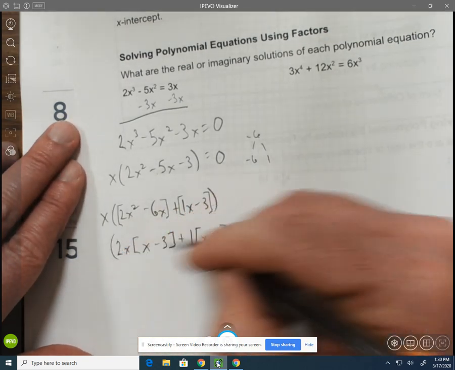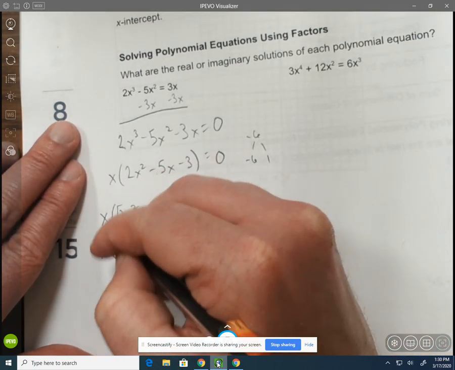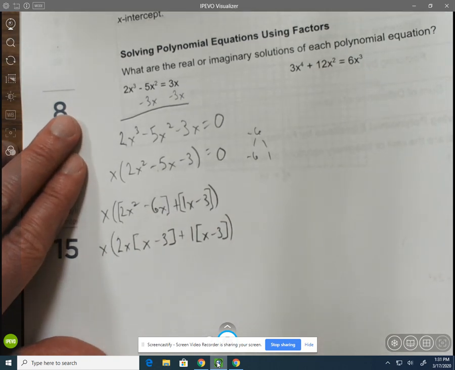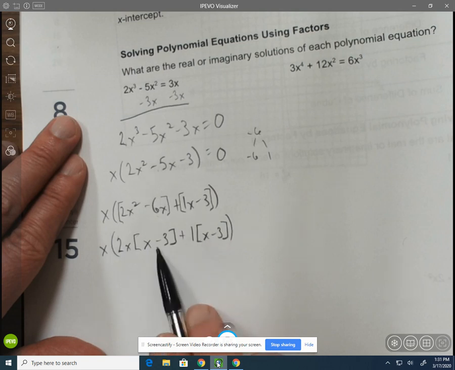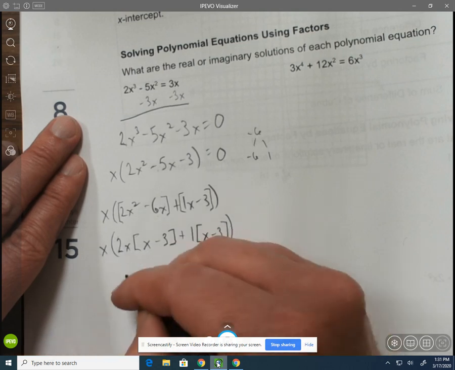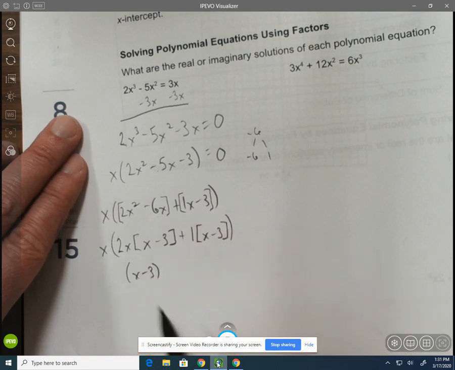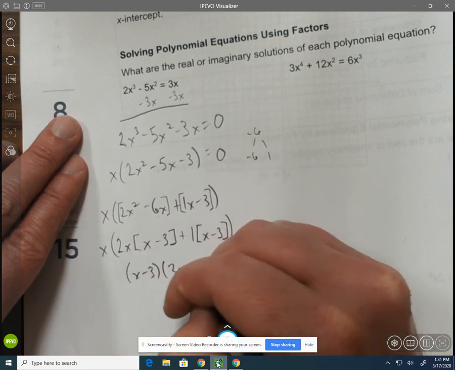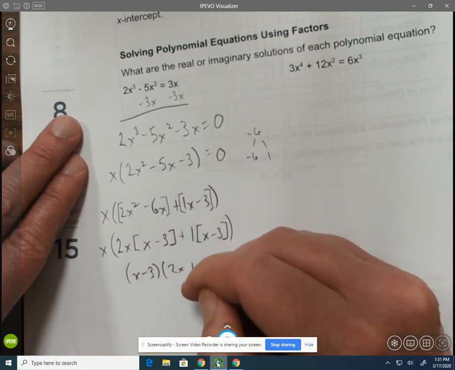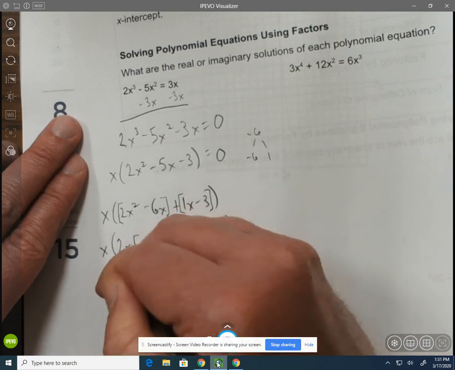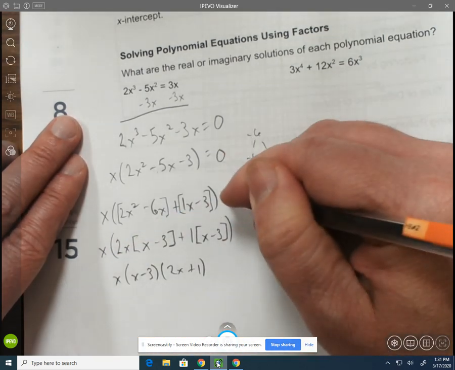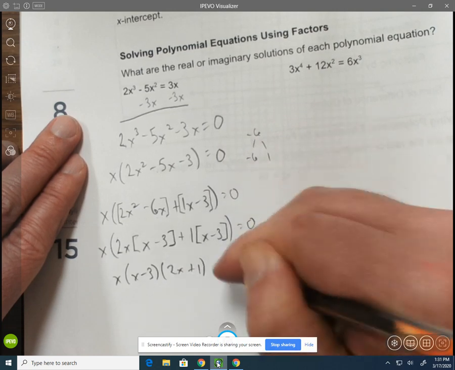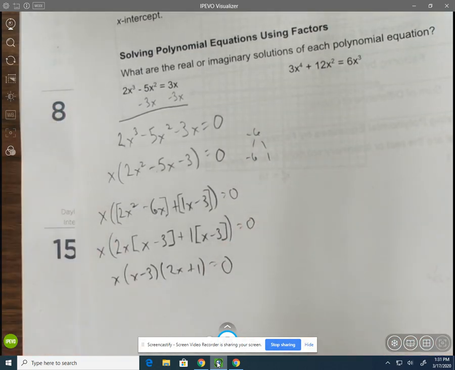Now, that whole thing is still in parentheses, and we still have that x from the beginning that we factored out way at the beginning. But looking at what I've got in here, I've got a common factor of x minus 3. And then I've also got 2x plus 1. And I've still got that x at the beginning. And all the way through, I should have been saying that this equals 0, because all we were doing is factoring the left-hand side. And now we're almost done.